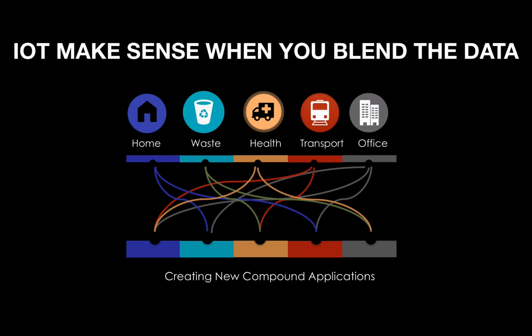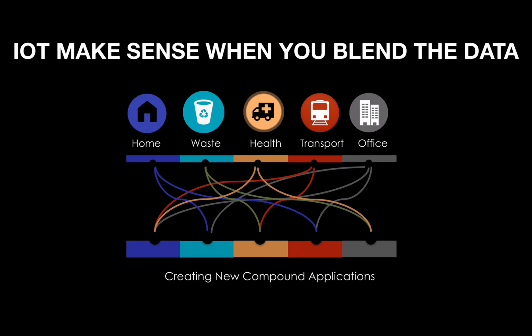If you look at IoT versus M2M previously, M2M services were mainly silo based. They did not integrate with the rest of the data. IoT makes sense when you blend the data together. You can create different applications when different sources of data can be aggregated and utilized, or even curated and developed by innovative developers.